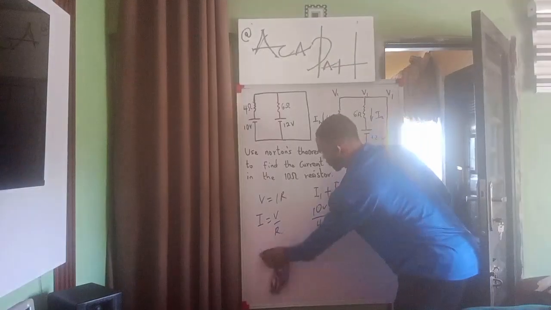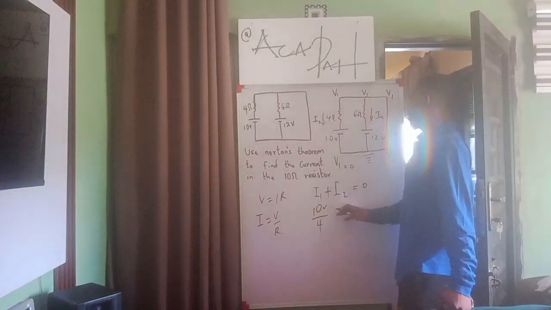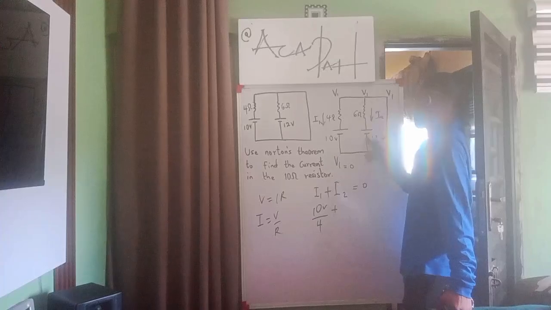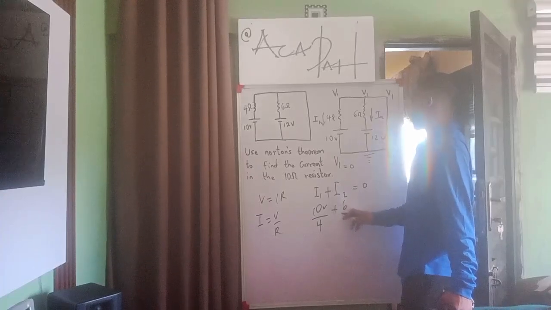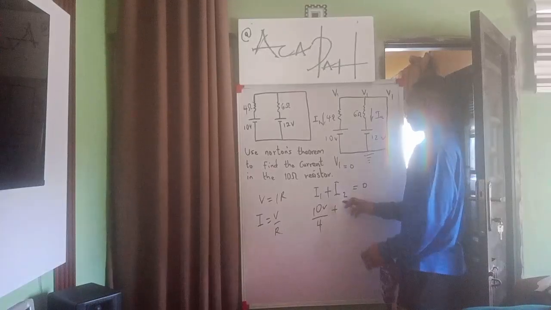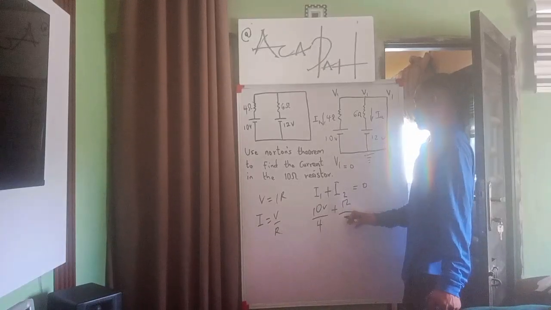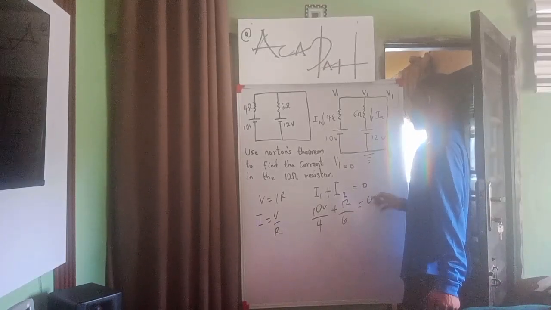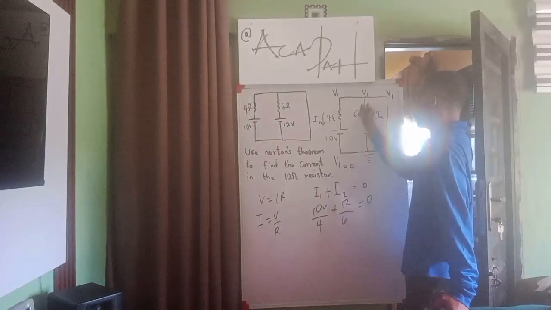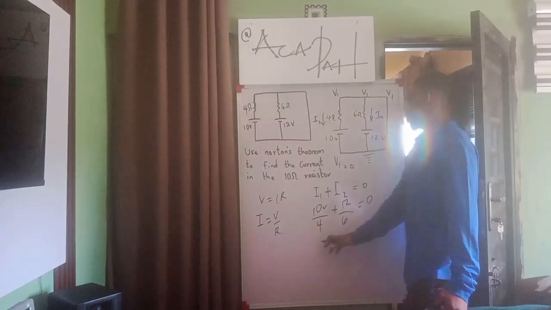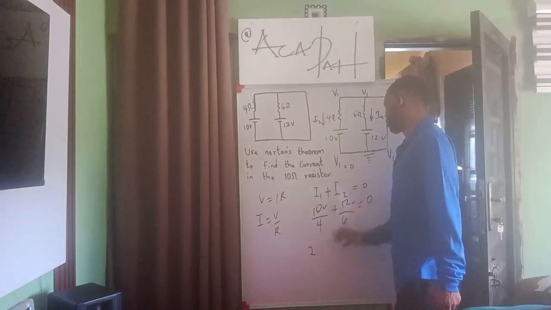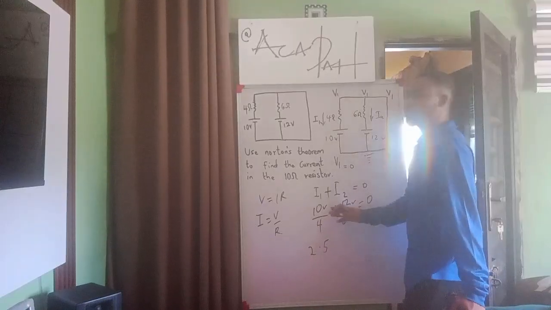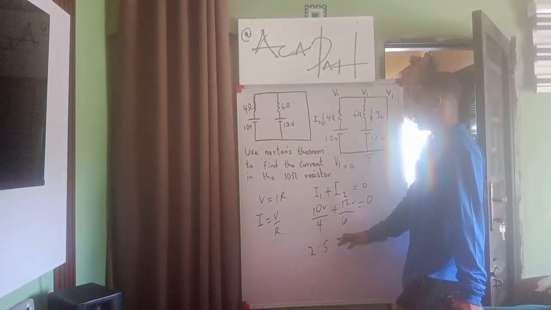So we replace it. We have 10V over 4, then plus, for I2, the same thing. It's going to be 12 all over 6, equals 0. So the current here equals 0. So this is going to give me 2.5, and I've told you the voltage is the V, you can write it or not, it doesn't matter.